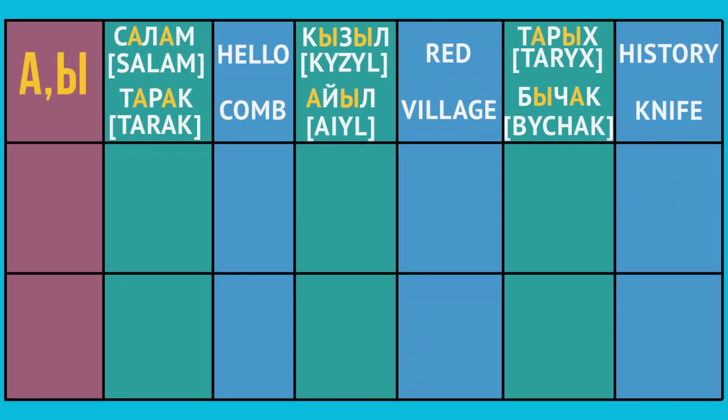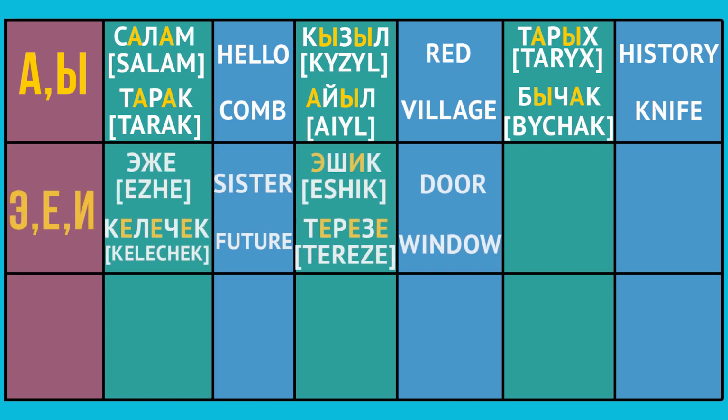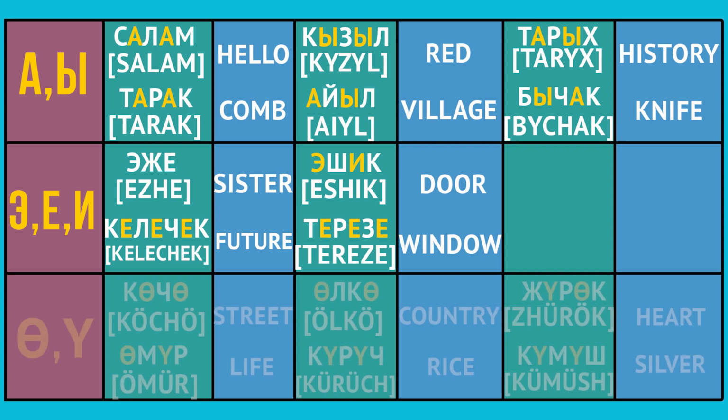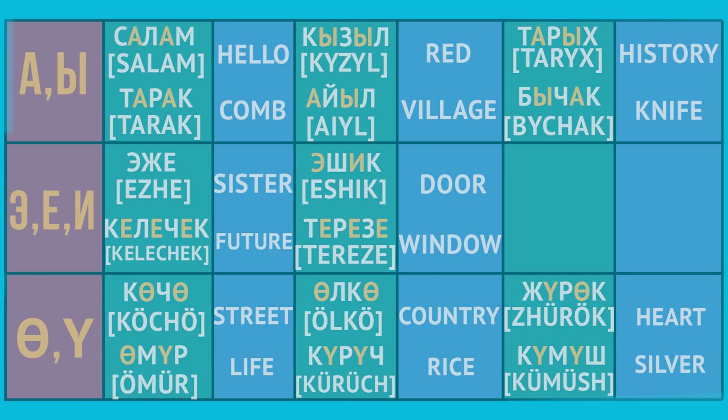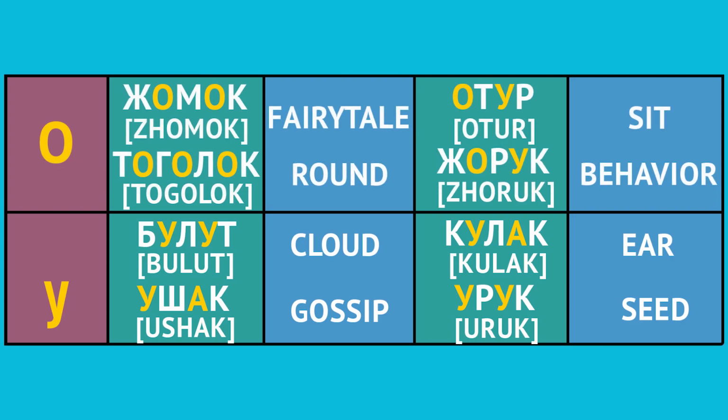A, I, salam, tarak, kızıl, ayıl, tarih, bıçak. E, ye, I, ece, kelecek, eşik, tereze. Ö, ü, köçö, ömür, ölkö, kürüç, cürök, gümüş. O, comok, doğuluk, otur, coruk. U, bulut, uşak, kulak, uruk.